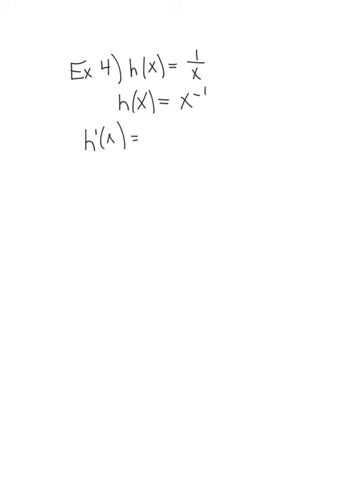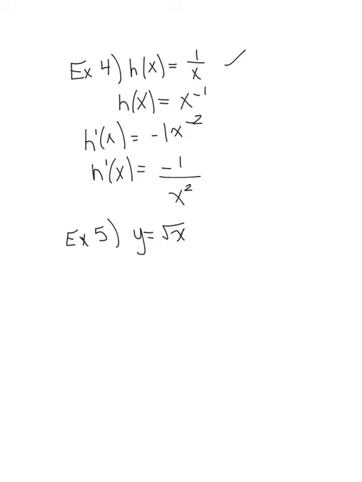So h prime of x is equal to negative 1 times x to the, my new exponent needs to be negative 1 subtract 1, so negative 2. We know that this is not really proper form, that we should be rewriting this. So h prime of x is equal to negative 1 over x squared. Again, we will be learning how to do a derivative like this right from this form in the next couple of lessons, but for now we can just go ahead and use the power rule like this.